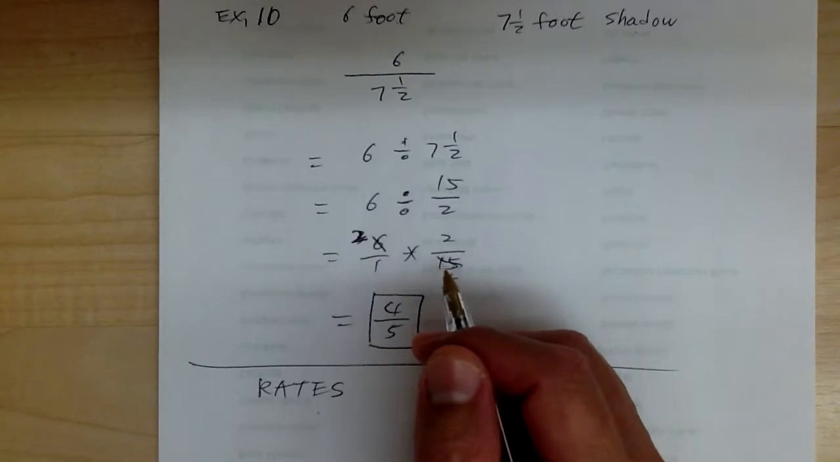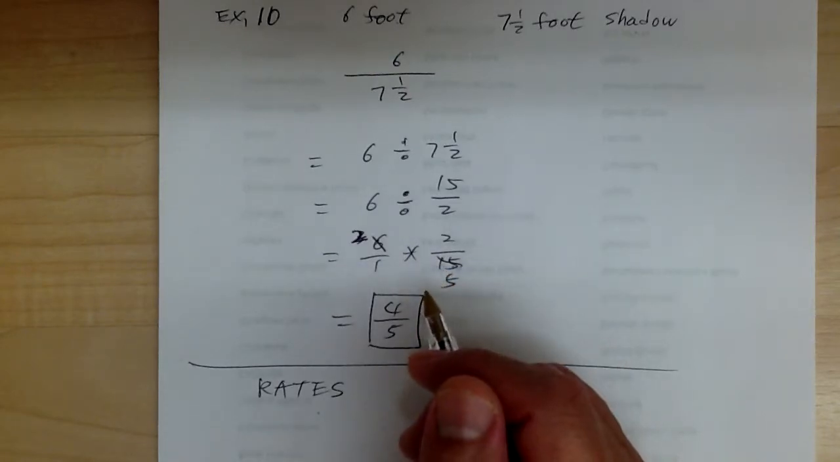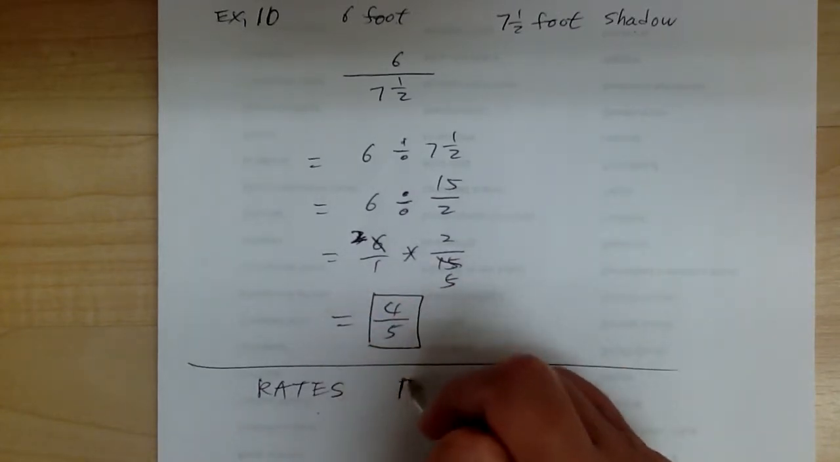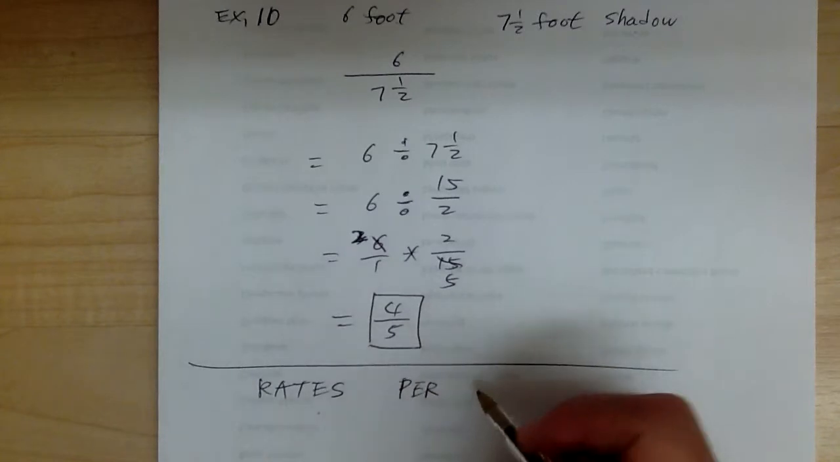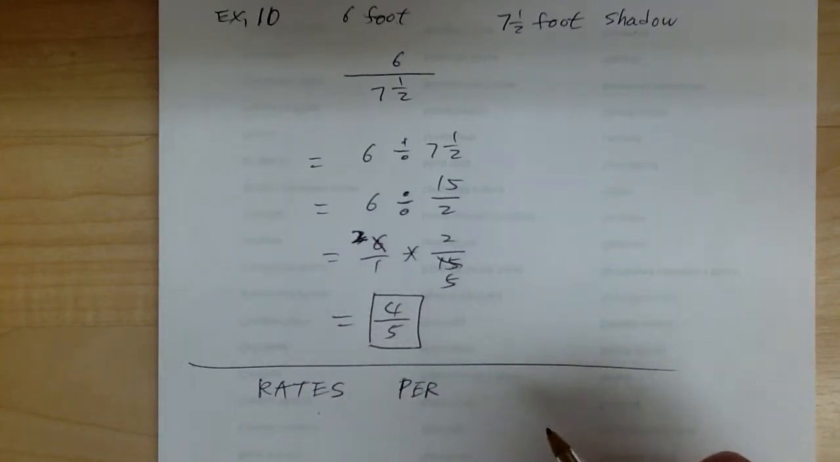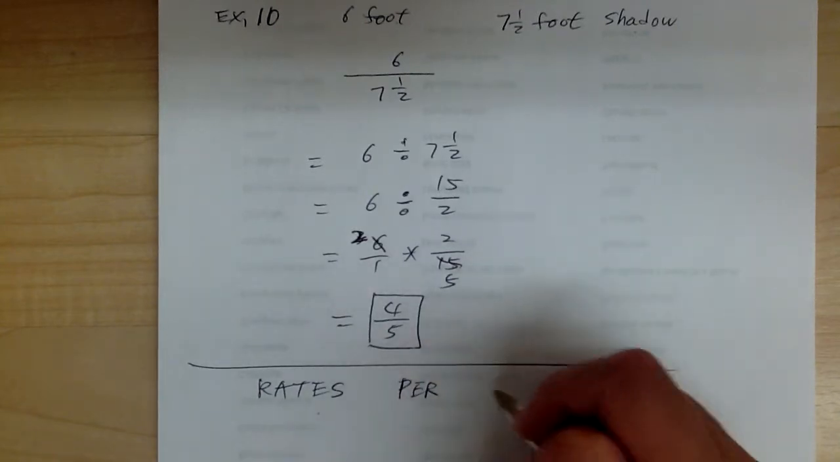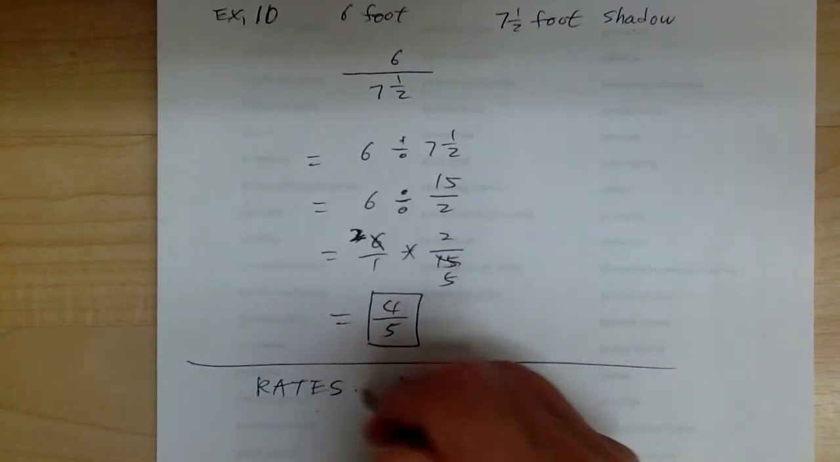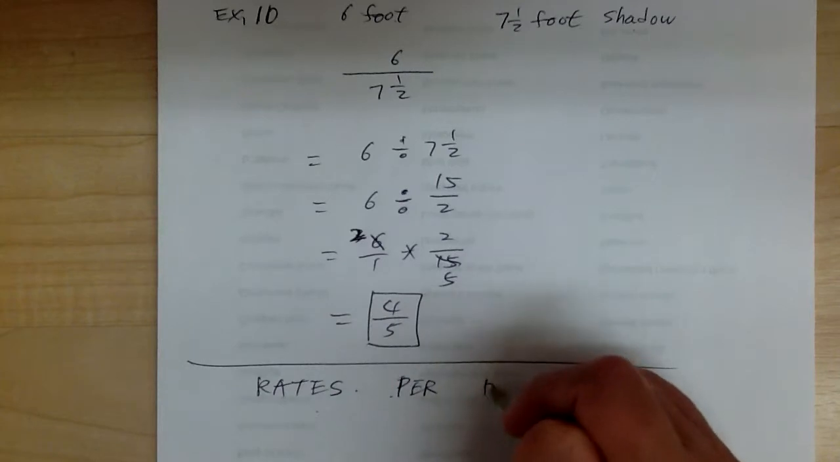Okay? So for example, if you read, it says a rate is a comparison of two unlike quantities. We often use the word per. So when you see rates, usually they have the word per. So it has something per something, right? To express the rates. And the word per means division. Okay, so rates use the word per, and that means division.